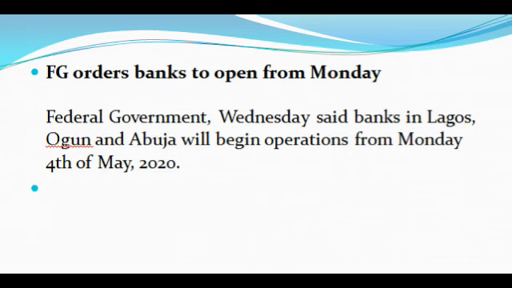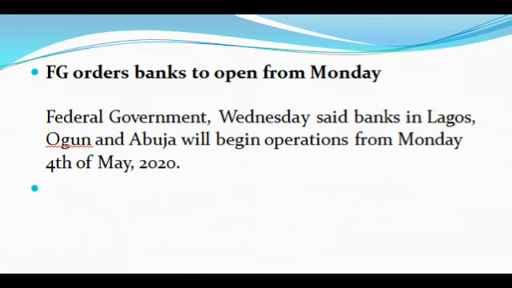Look at this headline. The story says, Federal government Wednesday said banks in Lagos, Ogun, and Abuja will begin operations from Monday, 4th of May, 2020. The headline says, "FG orders banks to open from Monday." Remember we said the headline uses abbreviations. So instead of saying in the headline "federal government orders banks to open on Monday," you say "FG orders banks to open on Monday." So learn how to use abbreviations in the headline.